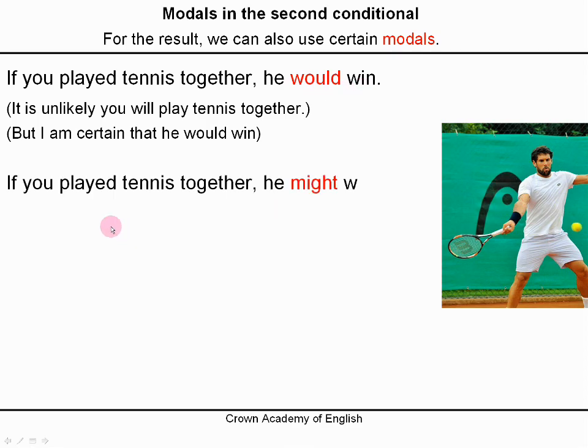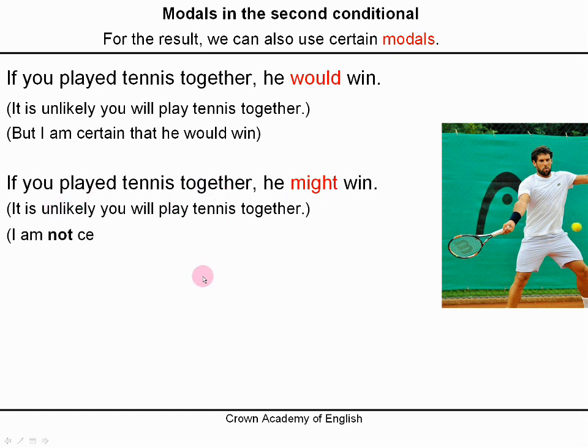If you played tennis together, he might win. So again, it is unlikely that you will play tennis together. So the condition is unlikely. But if it were true, then I am not certain that he would win. Maybe he would win, but it's not certain. So this is what might means. Might is when it is not certain.